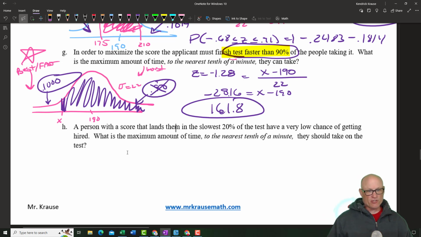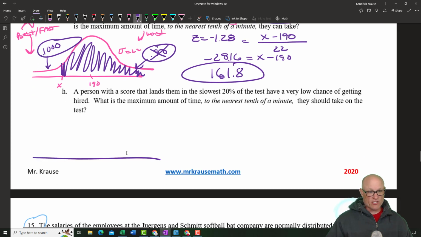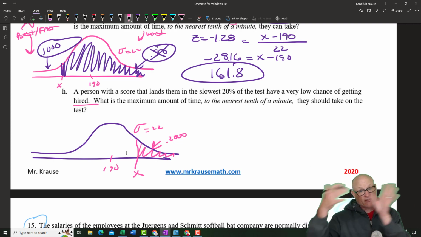All right, a person with a score that lands him in the slowest 20%, well, now it's a little bit different. The slowest 20% would now be, let's put this on here, 190, standard deviation of 22. The slowest 20% is actually right here, 0.2000. So remember, if it's a race or something speed oriented and the faster you do, the better, then the worst is actually on the right and the best is on the left.